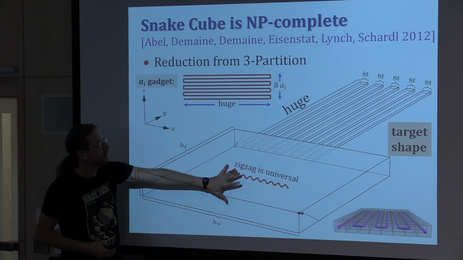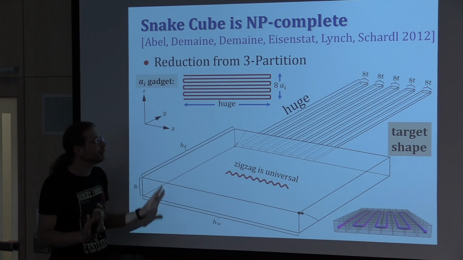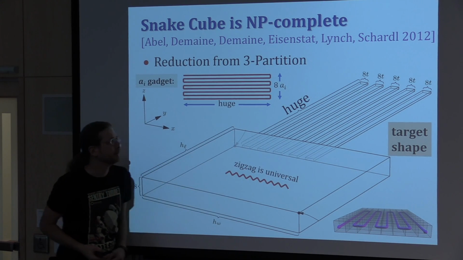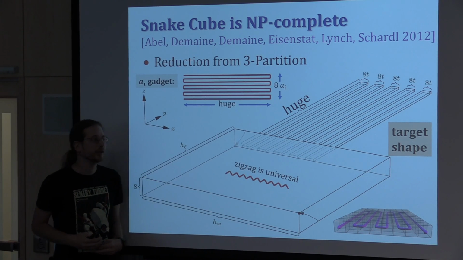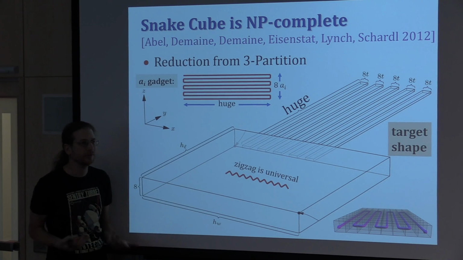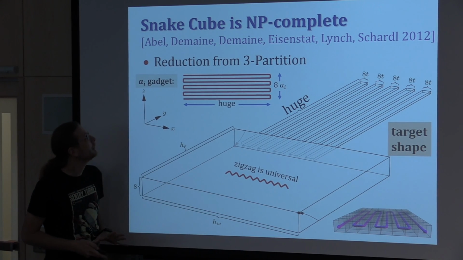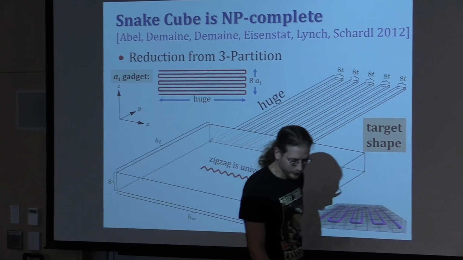So what this does is it lets the AIs move around completely freely. There shouldn't be any constraints on how the AIs are assigned to these pockets, because we want every solution to the 3-partition instance to work here. And the zigzags let us do that because they're so universal. Cool? So I think that's what I wanted to say about this proof.